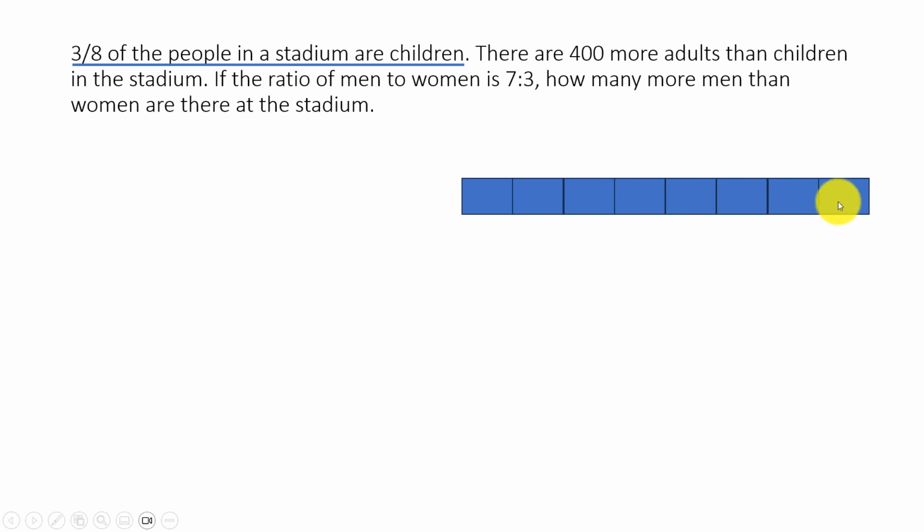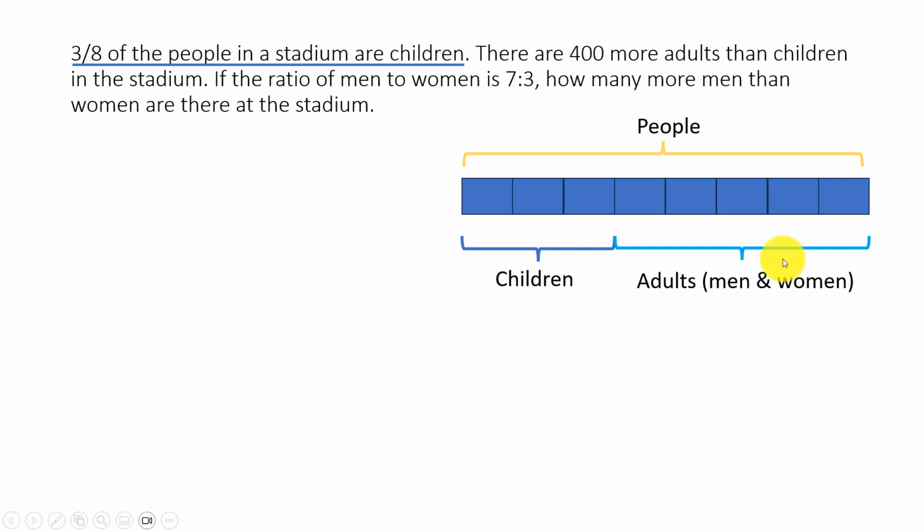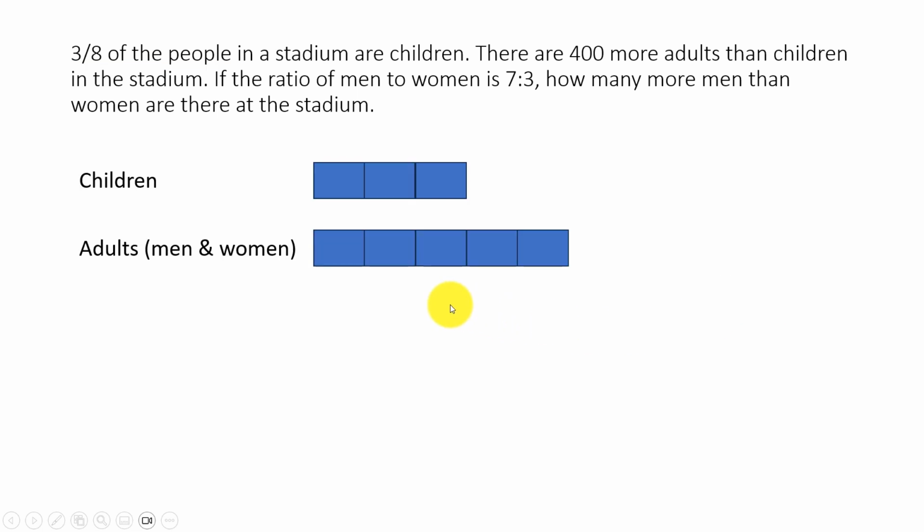Totally there are 8 units as shown here, and that represents the total number of people in the stadium. Out of these 8 units, 3 units represent the number of children at the stadium, which means the remaining is representing adults, that is men or women in the stadium. Now let's draw a model here. Children, as we saw earlier, have 3 units. And adults are represented by 5 units here.